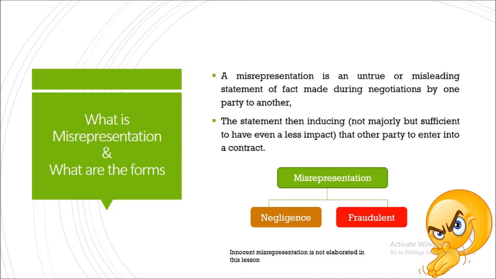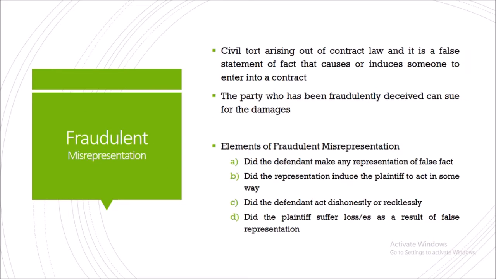And of course, since we discussed negligent misstatements in our previous cases, we are not going to touch them here as well. We are just focusing on fraudulent misrepresentation, which is known as a tort, right? So we'll move on. What do you mean by a fraudulent misrepresentation? Simply, a civil tort arising out of contract law, and it is a false statement. Remember, it's a false statement of fact that causes or induces someone to enter into a contract, right?